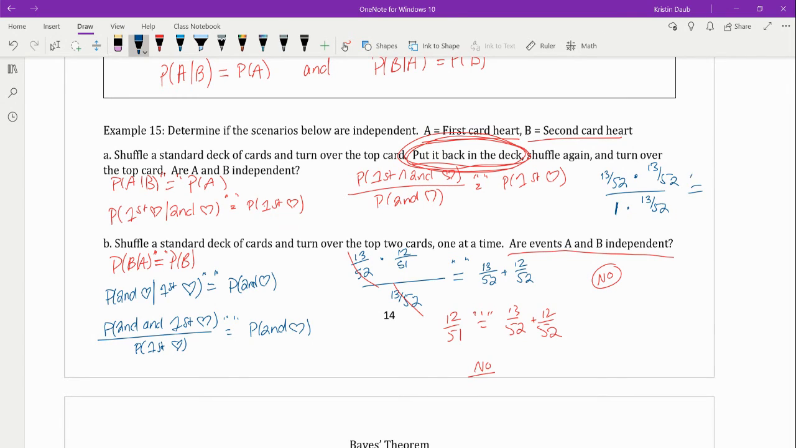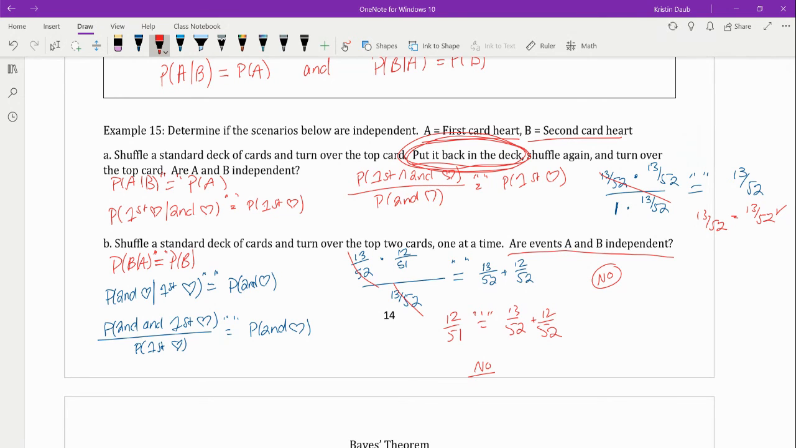I want this potentially equal to my first card being a heart, which we already determined was 13 out of 52. Okay, so we see a lot of 13 out of 52s. These ones are going to cancel out. I get 13 out of 52 is truly equal to 13 out of 52. That's good news, you guys. We got something that worked out.